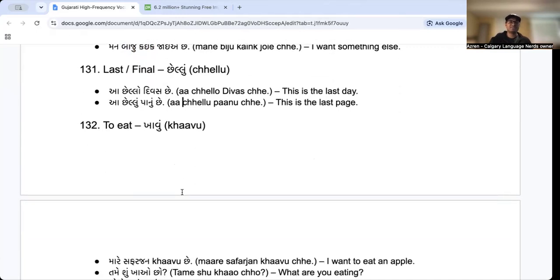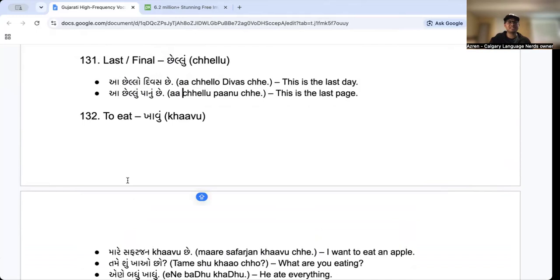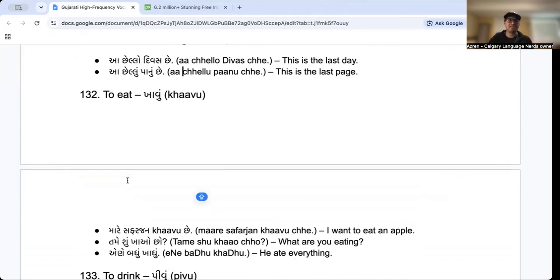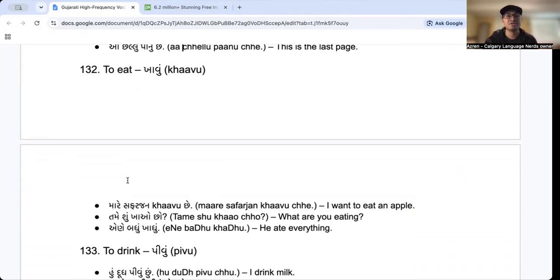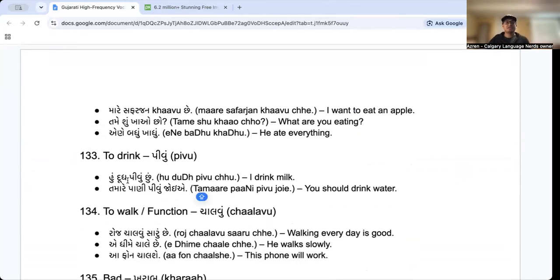To eat, very easy verb, kavu. Let's get to number 150. We'll do 50 today, 50 different words, then we'll do a bunch of practice. So kavu is to eat. Mare safarjan kavu che. I want to eat an apple. Tame su khao cho? What are you eating? Ene badhu khadu. He ate everything.